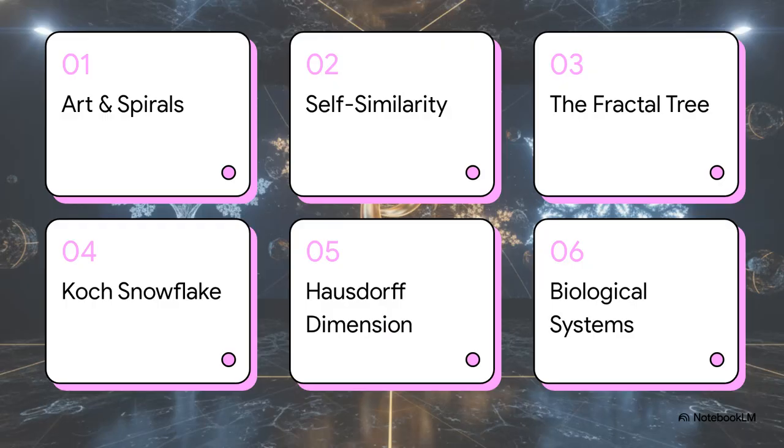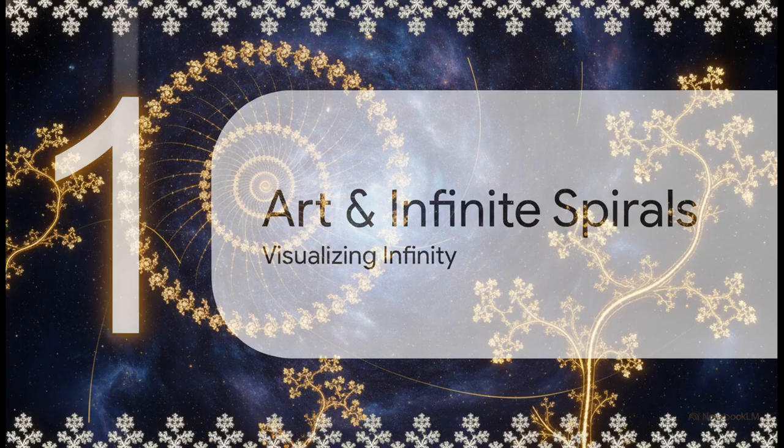We'll start with art and infinite spirals, move on to defining proper self-similarity, then build the golden fractal tree. After that, we'll check out the Koch-snowflake boundary, tackle the Hausdorff dimension, and finally wrap things up with fractals and biological systems. All right, first up, art and infinite spirals.